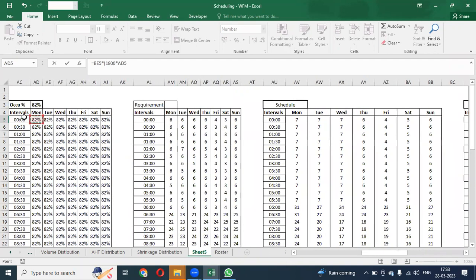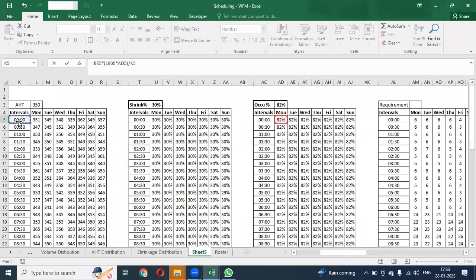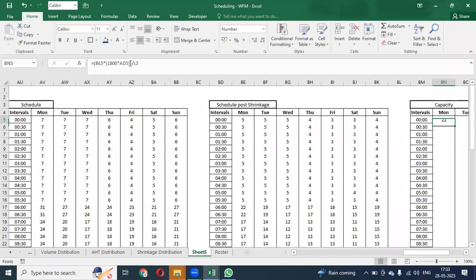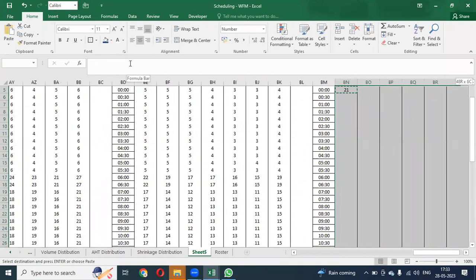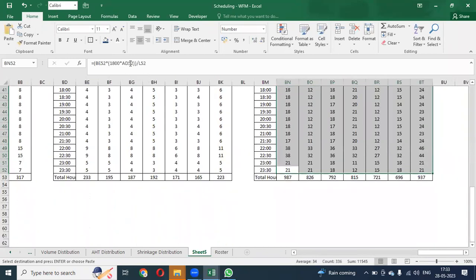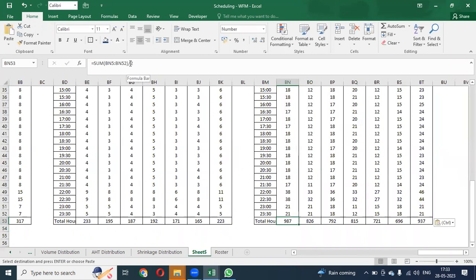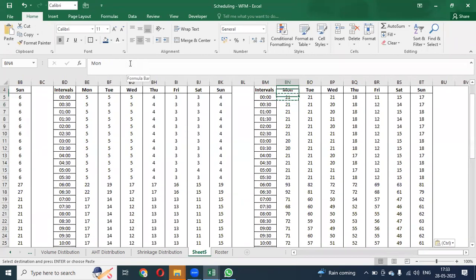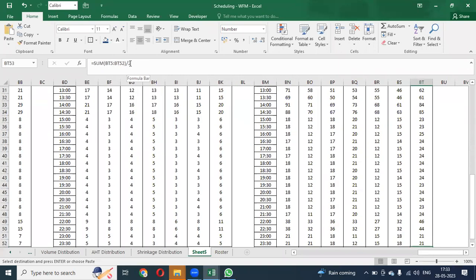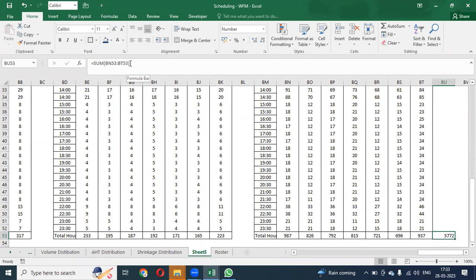So we have taken the flat occupancy, that is 82%. Now we will divide it by our AST. So with these many agents, we have capacity of 5,772 calls. So we know we are here under staff.